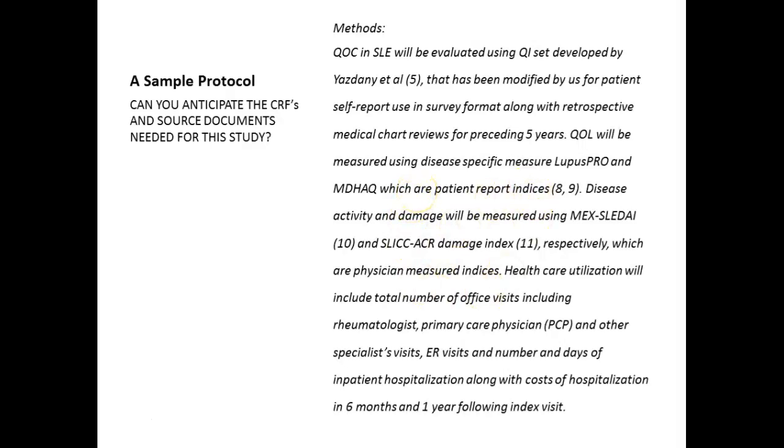Okay? And so that CRF, so the data that needs to be collected, really drives the case report forms that are necessary to collect that information, and then that drives what the source documentation will look like, and often how source documentation will be created.